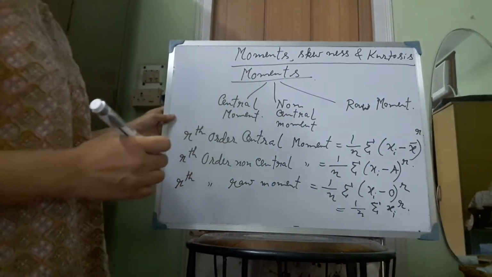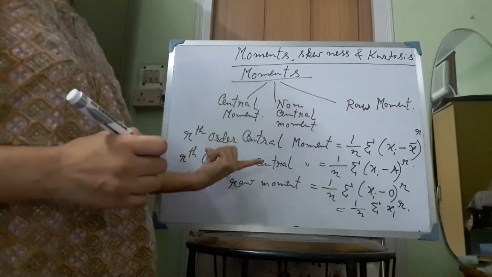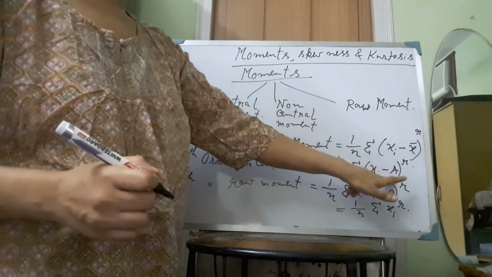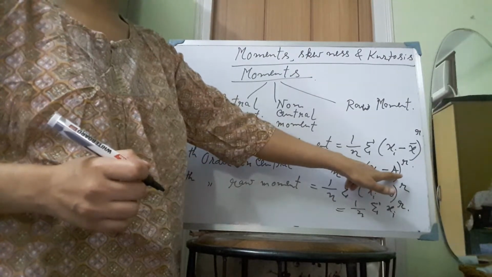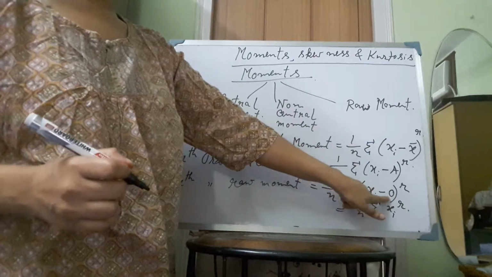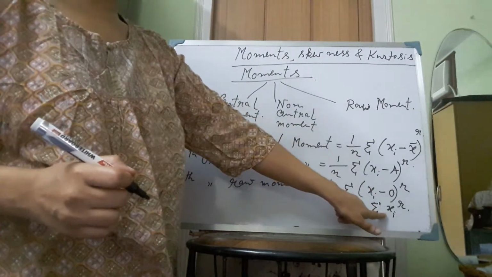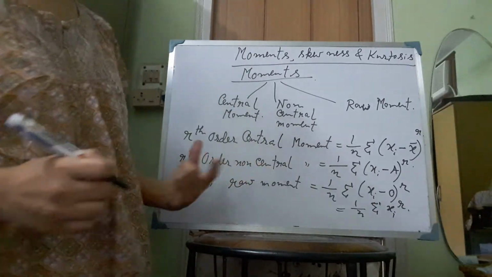So for central moment we are considering x bar here. For defining the non-central moment we are considering a, an arbitrary constant here, and for defining the raw moment we are considering 0. So here the deviation is from 0. In that case we will get the raw moment.